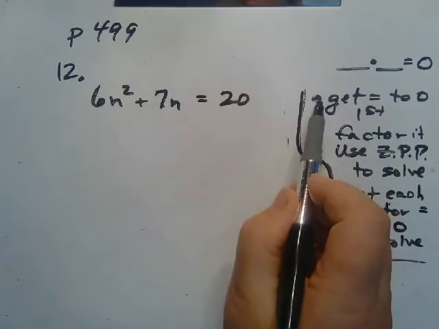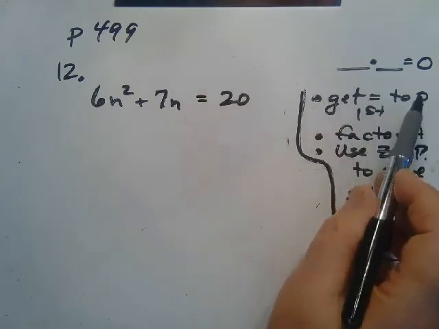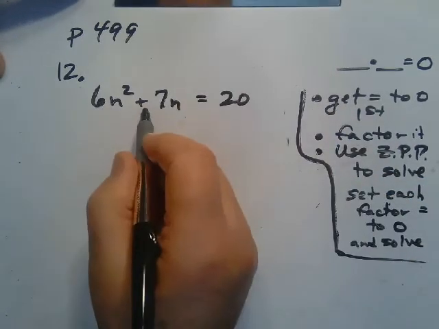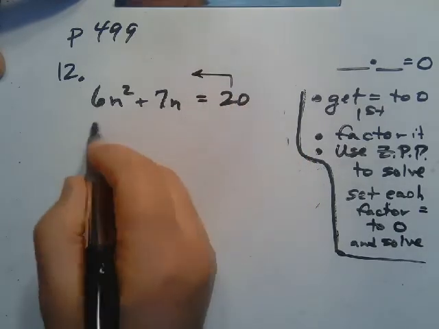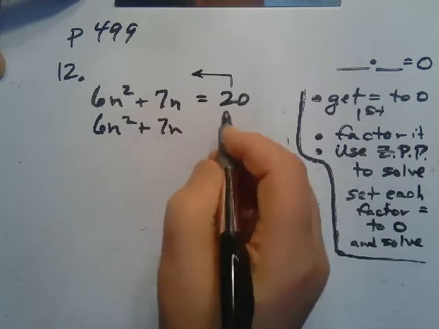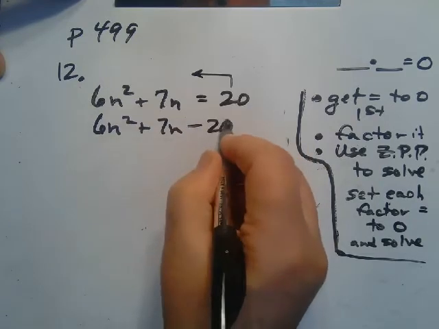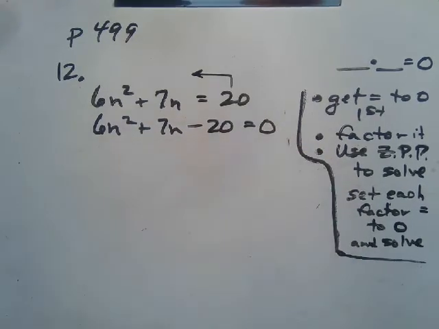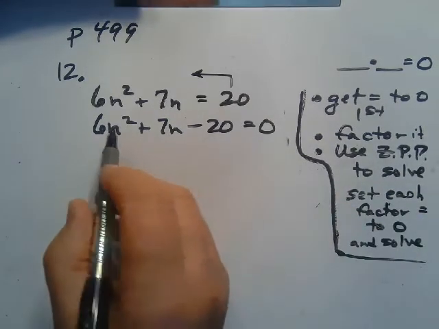So here we go. Step 1 here, get it equal to 0 first. Okay. So I'm going to move this over to the left. 6n squared plus 7n, subtracting 20 from both sides, there it is. It's set equal to 0. Now we have to factor it. There we go. We're going to factor this.